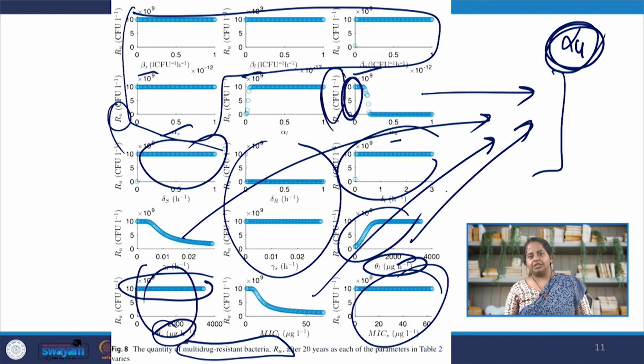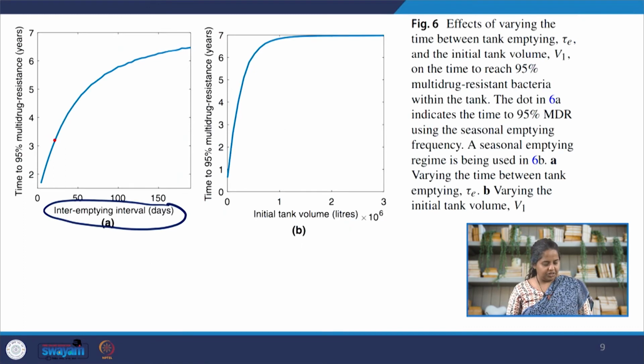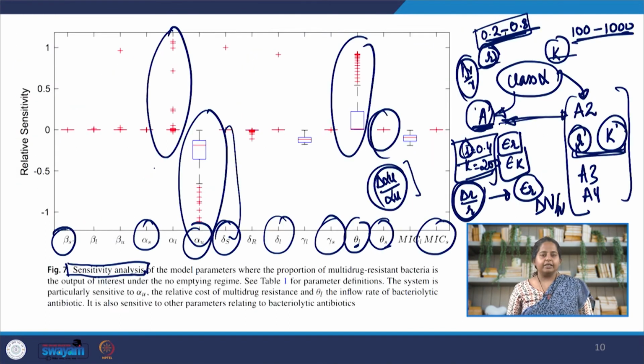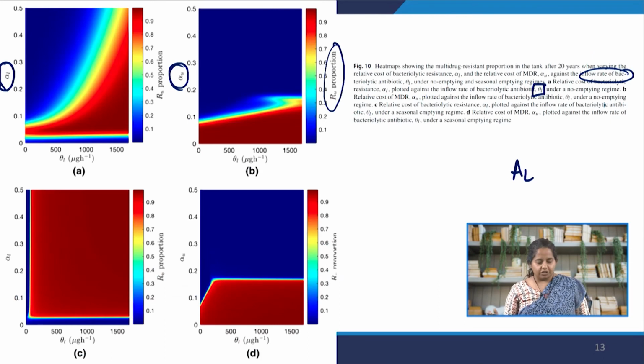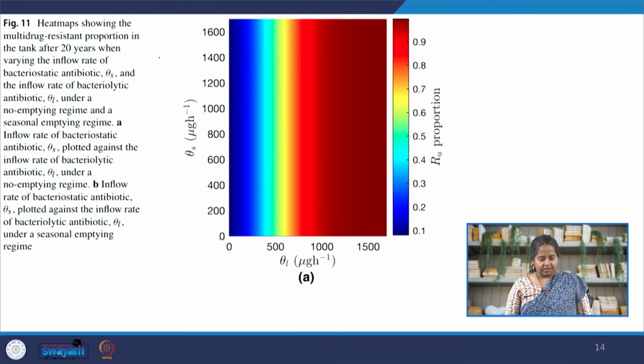So the second intervention, remember, the first intervention was changing the emptying interval, which we saw here. The second intervention is then stopping or changing the inflow rate of AL, which is bacteriolytic, and then we can consult these heat maps to estimate what ratio of change we are noticing. For example, if I know that alpha L is this much, then I can see how the RU proportion will change if I vary theta L from small levels to higher levels. Okay, so these are some of the more results.